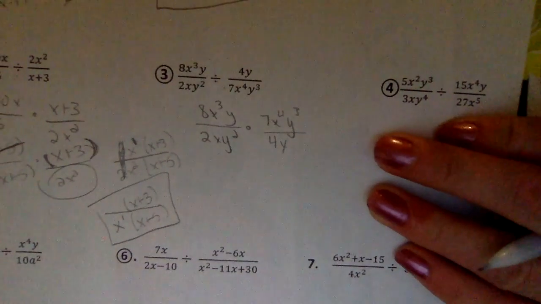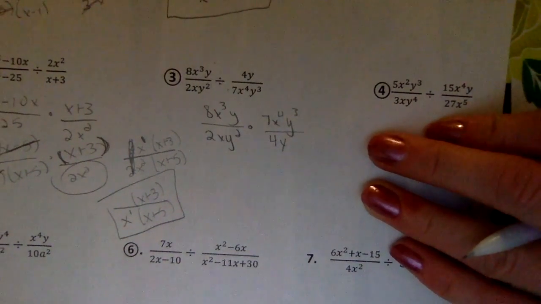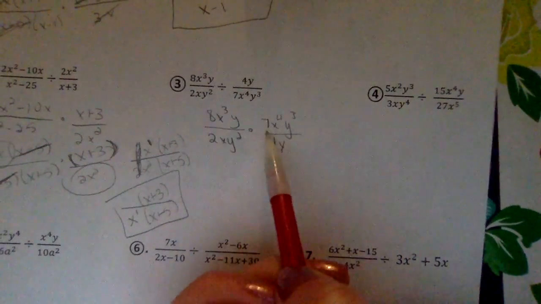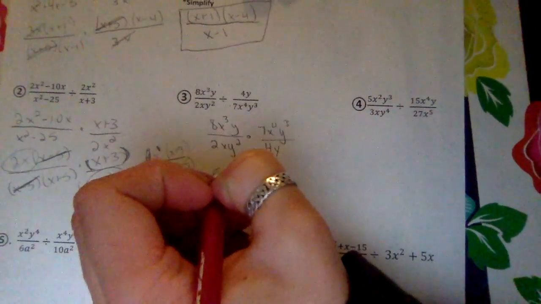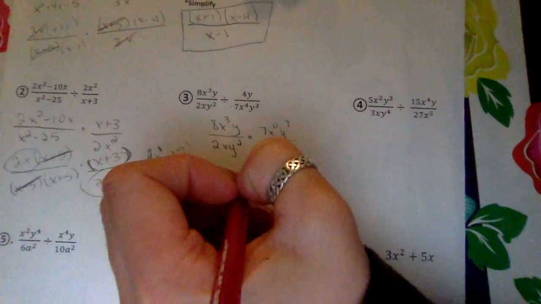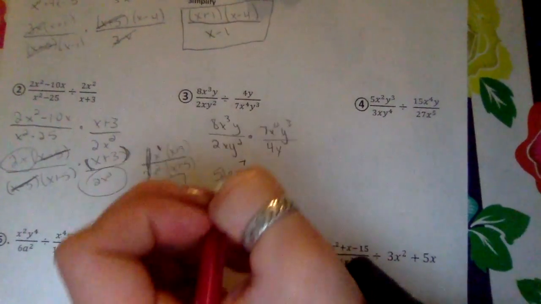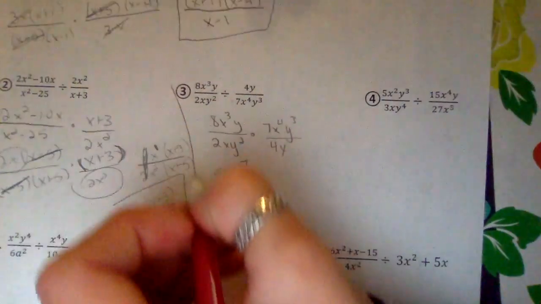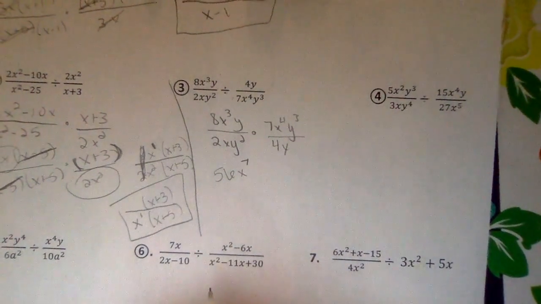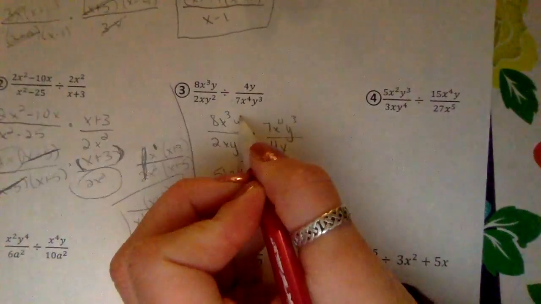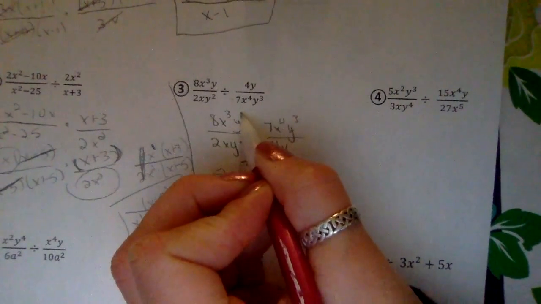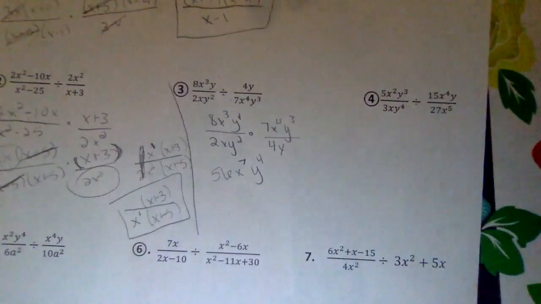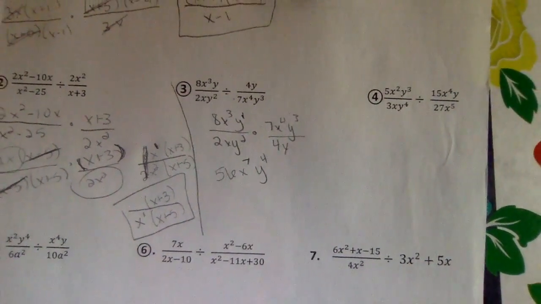Okay, now since this one we don't have to factor, we're going to multiply right away, or gather everything on the top. So 8 times 7 is 56. X cubed times x to the 4th is x to the 7th. Remember, we add our exponents when we are multiplying. And then I'm going to put my exponent here, it's 1. And then we have y to the 4th on top.